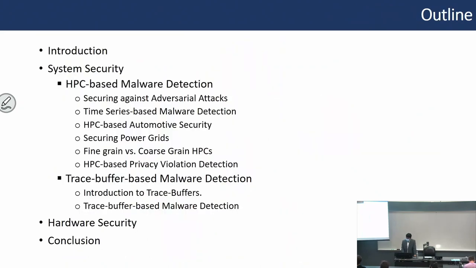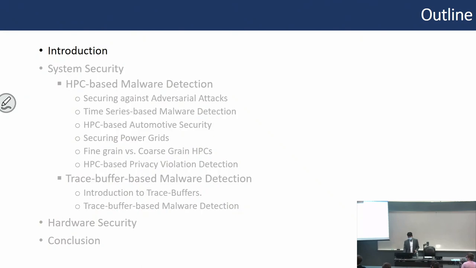So this is the outline of our talk. First, we'll talk about two security aspects, system security and hardware security. Although you can see the division, you can clearly see system security occupies most of the presentation, right? So we'll spend significantly more time on system security, maybe 90% of the time, and briefly go over hardware security.